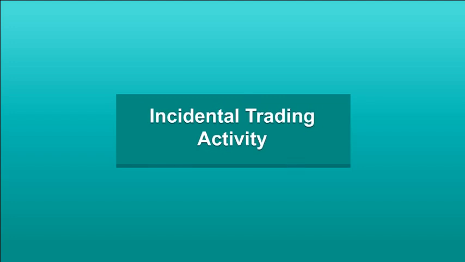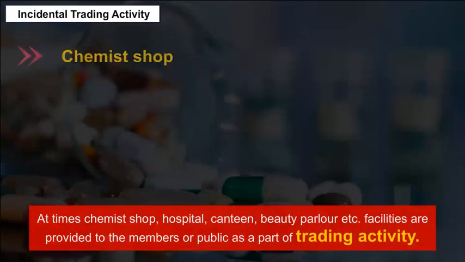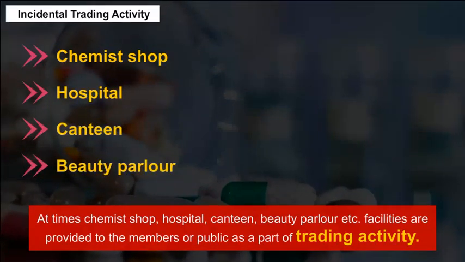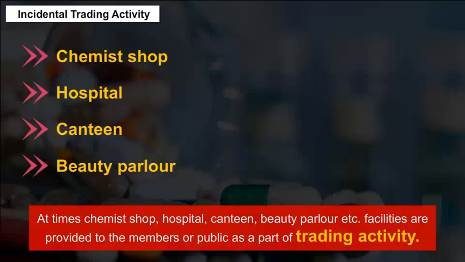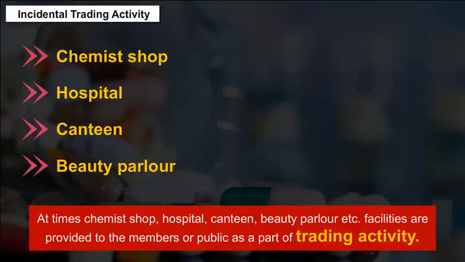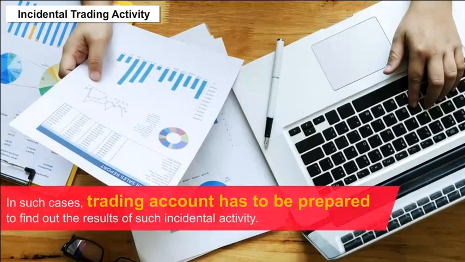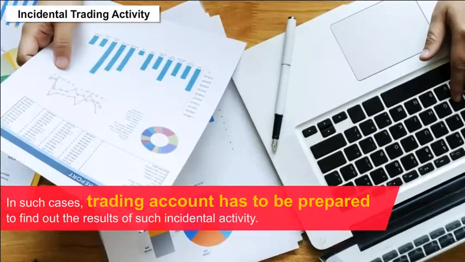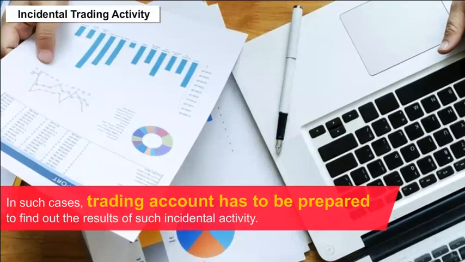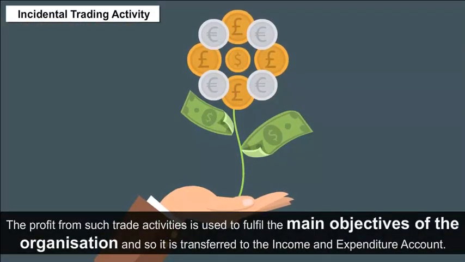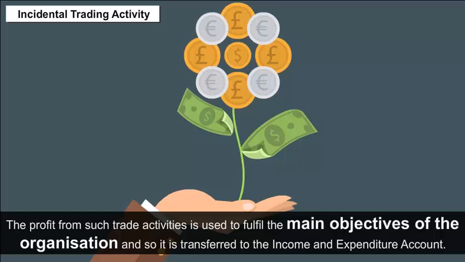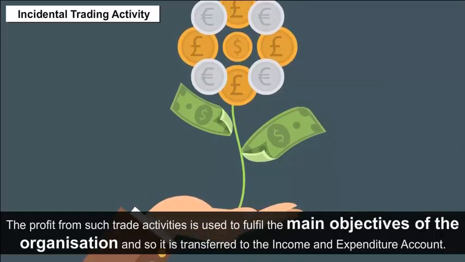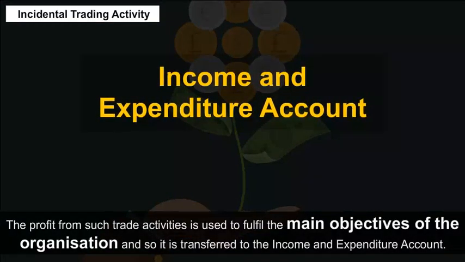Incidental trading activity. At times, facilities like a chemist shop, hospital, canteen, beauty parlor, etc. are provided to the members or public as a part of trading activity. In such cases, a trading account has to be prepared to find out the results of such incidental activity. The profit from such trading activities is used to fulfill the main objectives of the organization, and so it is transferred to the income and expenditure account.